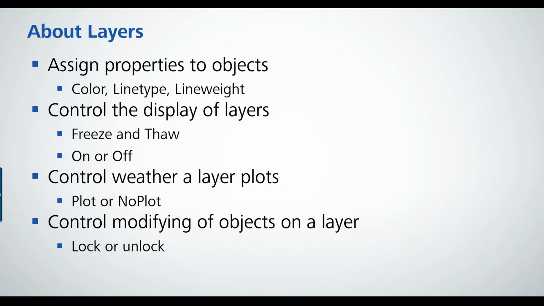Having said that, some of the things that we can do in layers: we can assign things like color, linetype, and lineweight to distinguish objects in our drawing to give it the design representation that we want to convey. The Layer Properties Manager also controls whether layers can be seen or not seen. This can be done either through a freeze or thaw function or an on or off function, which I'll talk more about later.